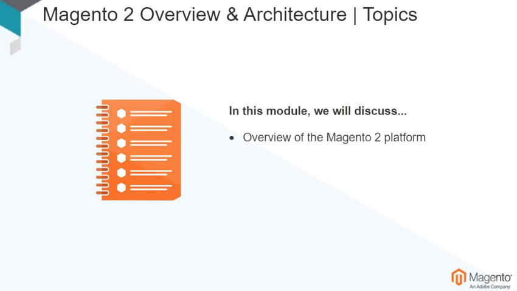The topics to be addressed in this module are an overview of the Magento 2 platform, an overview of its architecture, and a discussion around modules and their role in Magento 2's system.